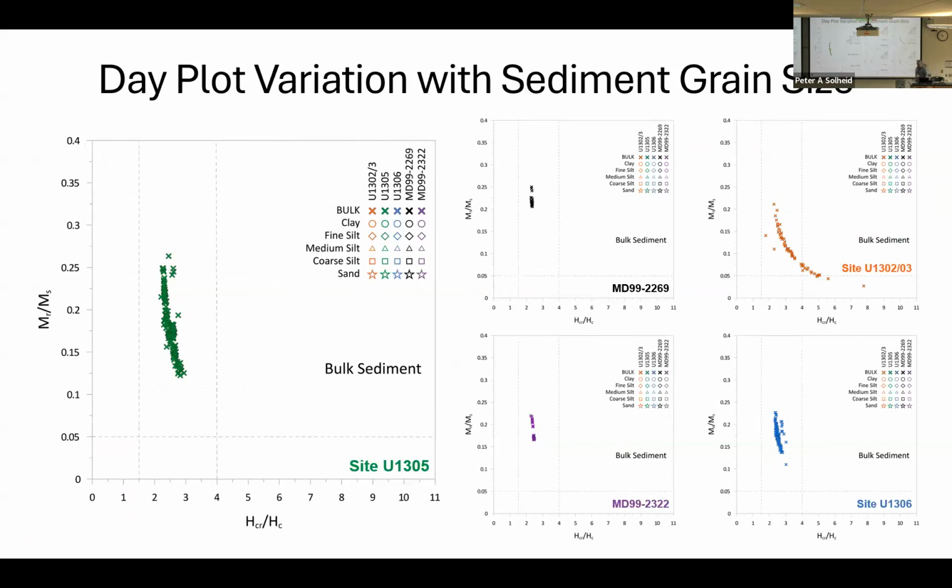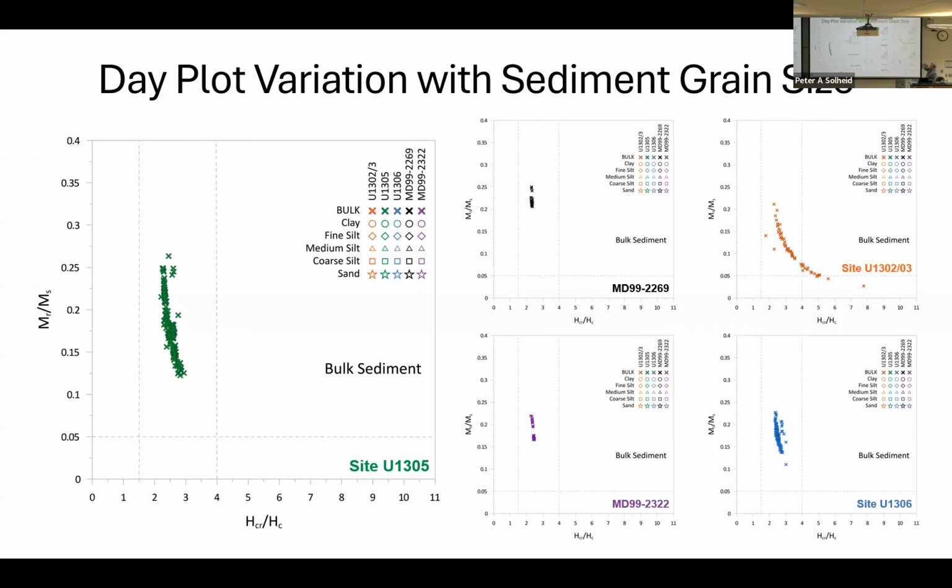Now for some more scary diagrams, I guess. So this is just Day plots. We've got the 5 different cores. 1305 is just blown up so you can see the change in one of them, but I'm going to make the same changes in every Day plot at the same time. And you can see there's some spatial variability. Some of these cores plot in different regions. They all kind of plot in that PSD-type box that we're all familiar with.